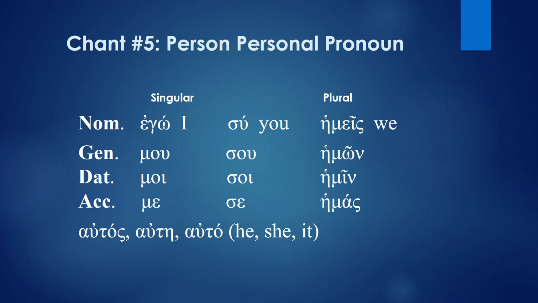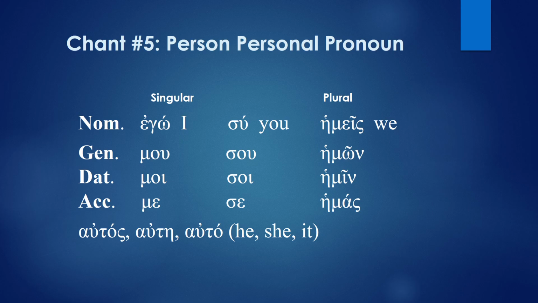Moi, first person singular dative, can be either to, by, for, at, or with, me. And me, first person singular, accusative, me when it's the object of the sentence.